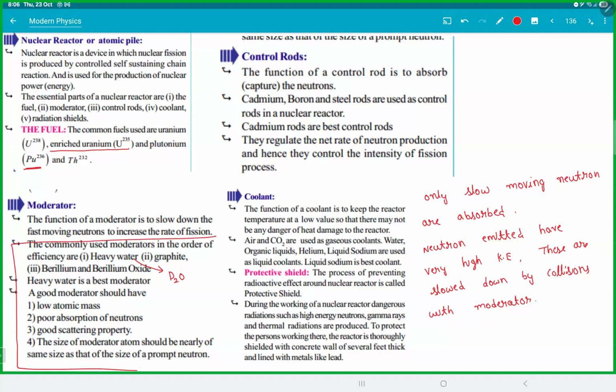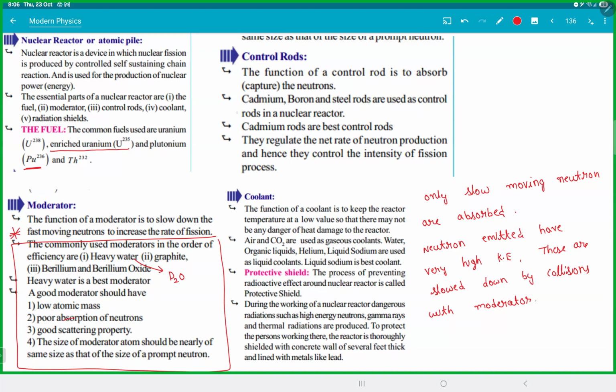Again, these properties are very important. You should remember them. There have been questions based on this. Heavy water is the best moderator. So moderator should have what? Low atomic mass, poor absorption of neutrons, good scattering property. The size of the moderator atom should be equal to the size of the neutron. Those are some properties there.